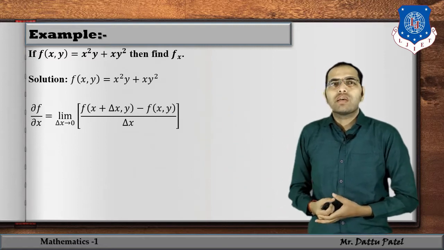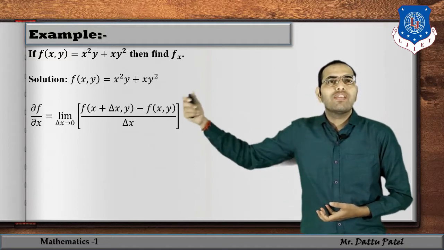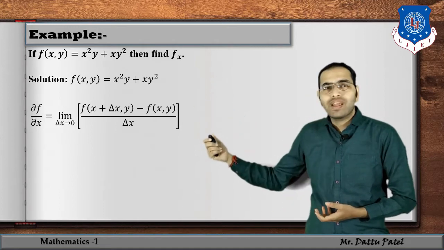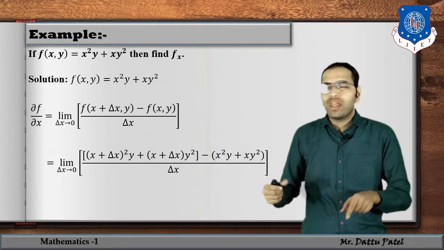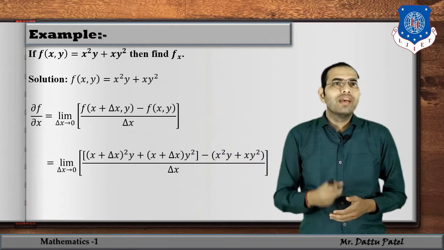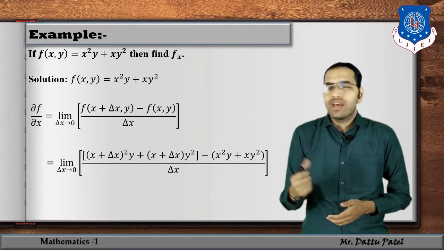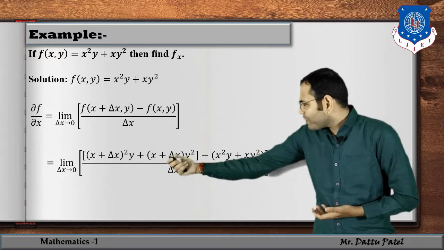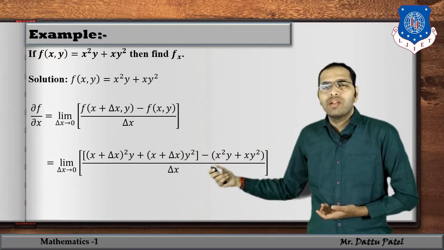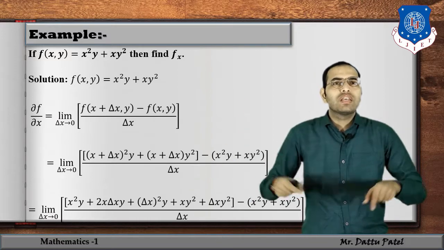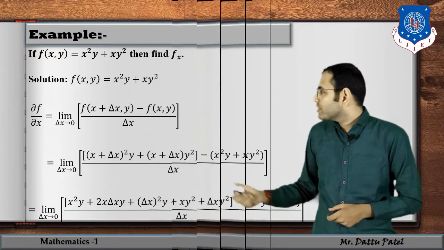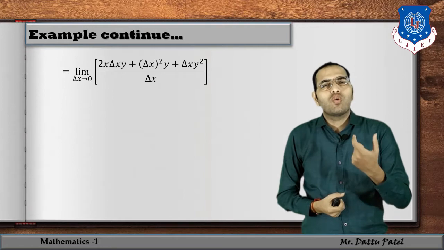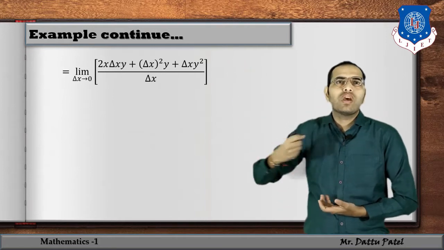Now substituting x plus delta x and y in our given function x square y plus x y square, it becomes limit delta x tends to 0 of the bracket x plus delta x whole square into y, plus x plus delta x into y square, minus the function as it is, x square y plus x y square, divided by delta x. Now expanding and simplifying, the x square y and x y square terms cancel out, and the remaining expression becomes limit delta x tends to 0 of 2x delta x into y, plus delta x whole square into y, plus delta x y square, upon delta x.